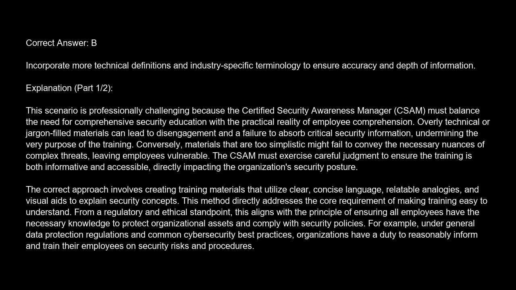Overly technical or jargon-filled materials can lead to disengagement and a failure to absorb critical security information, undermining the very purpose of the training. Conversely, materials that are too simplistic might fail to convey the necessary nuances of complex threats, leaving employees vulnerable. The CSAM must exercise careful judgment to ensure the training is both informative and accessible, directly impacting the organization's security posture. The correct approach involves creating training materials that utilize clear, concise language, relatable analogies, and visual aids to explain security concepts. This method directly addresses the core requirement of making training easy to understand.